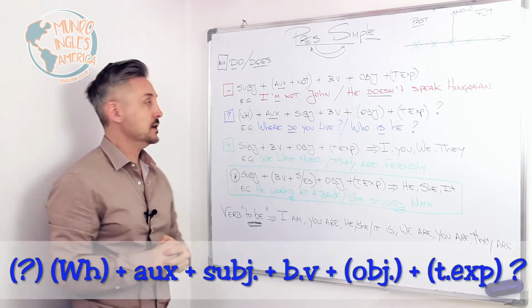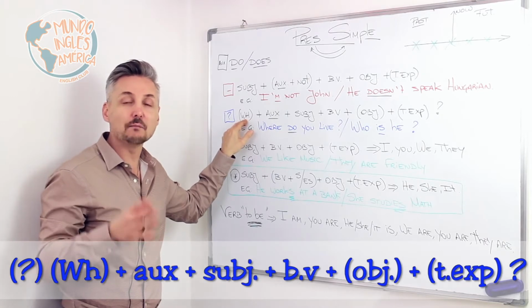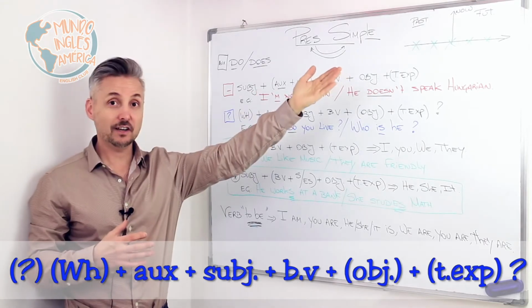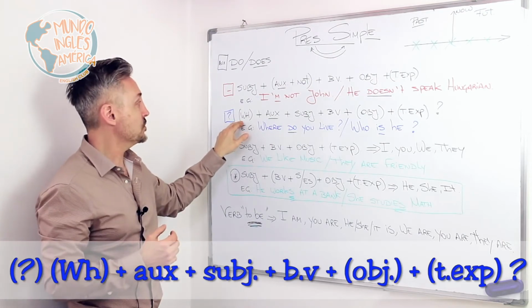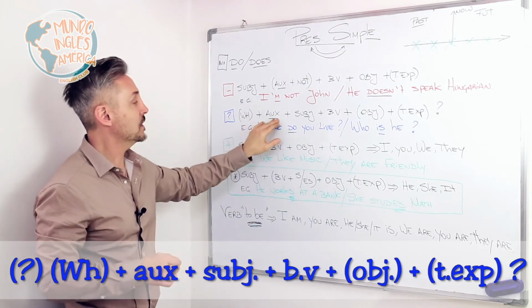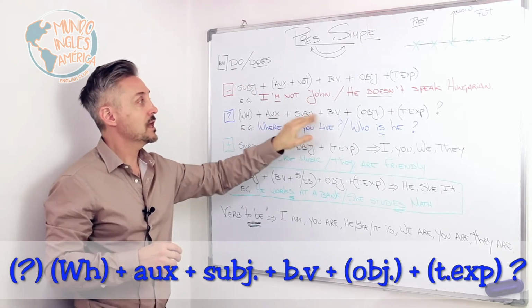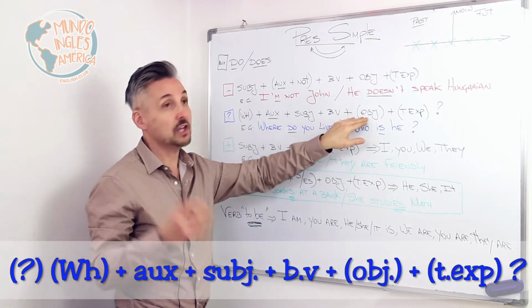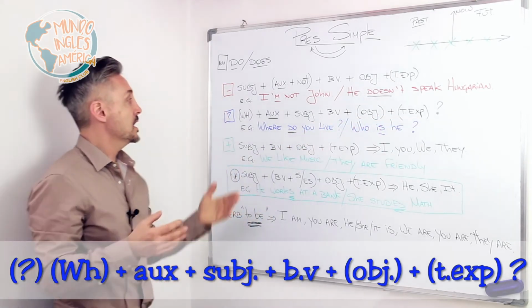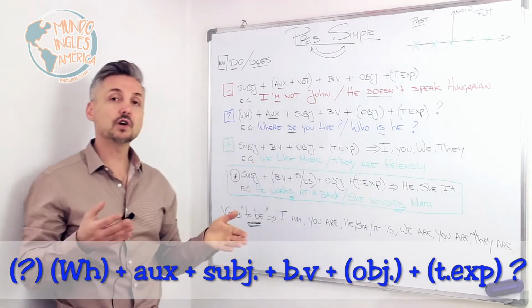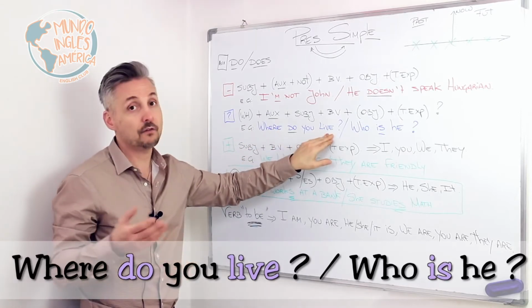Now for a question, WH question word. If you haven't seen my lesson on making questions, you can click here. So as I said, WH question word sometimes, then the auxiliary, do or does, then the subject, then the base of the verb, then the object sometimes, and then the time expression sometimes. I gave you two examples also showing the verb to be. So, where do you live, for example?